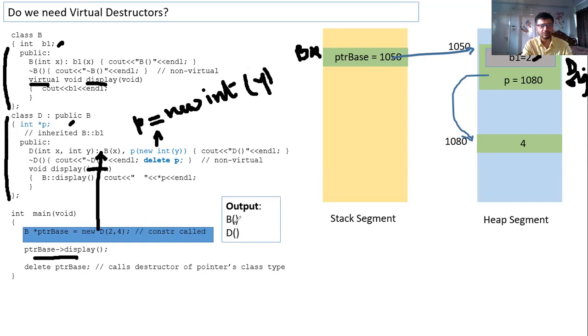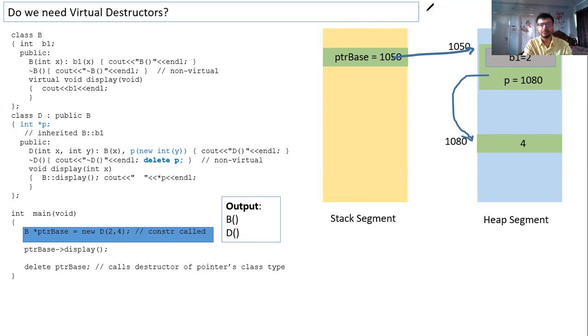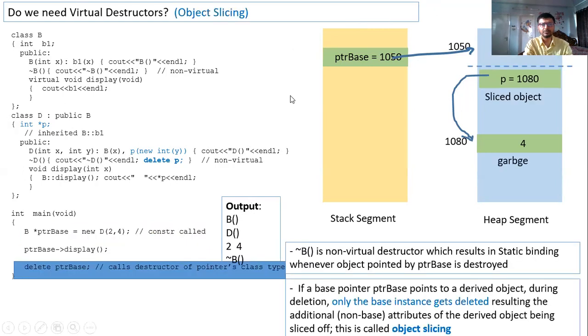So here we find that when it constructs the object, it first calls B. So this B constructor is called, and then it constructs this part and displays it. So that's why B and D. Okay. So in the next slide, we'll come to this PTR base display. So now we see that when it displays both 2 and 4.